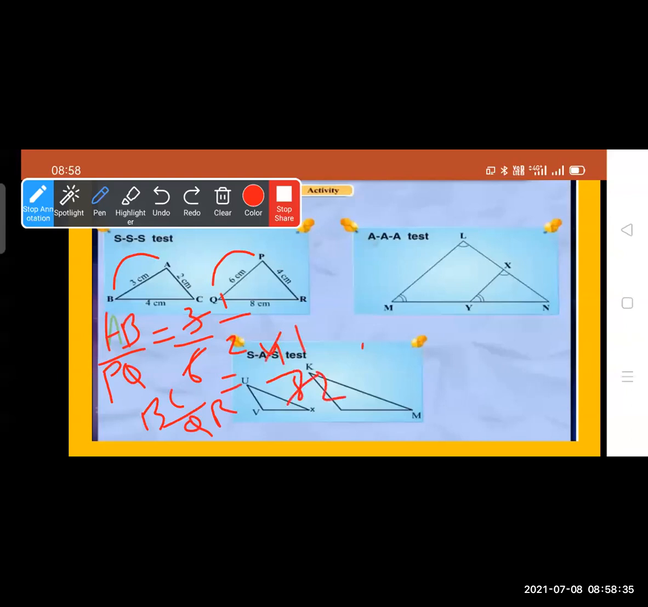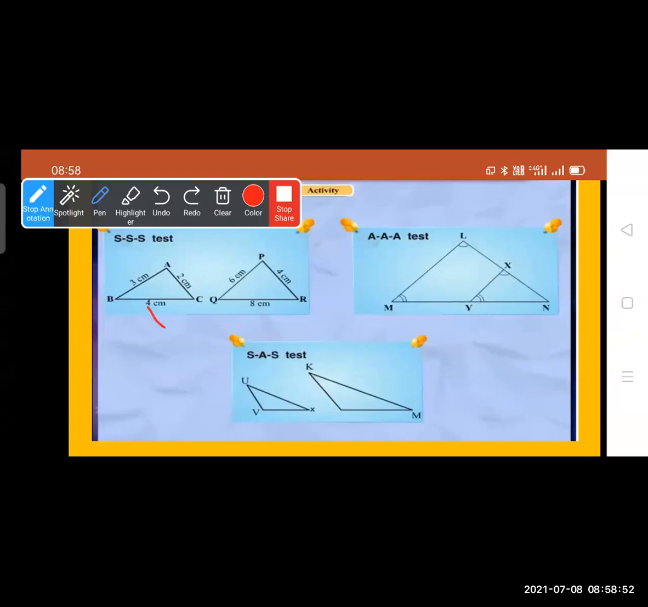Then you find the third side, AC by PR. So AC by PR is equal to 2 by 4. Again, you get 1 by 2. So see, the ratios of their corresponding sides are equal. All three sides are in equal ratio. Therefore, we say that these two triangles are similar by SSS test. Okay, clear first question.